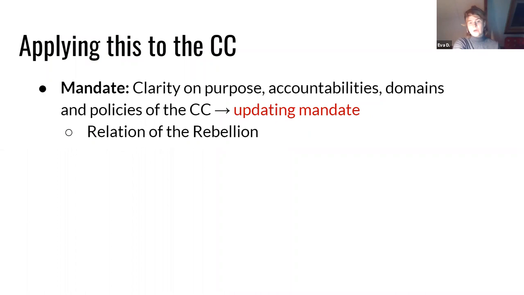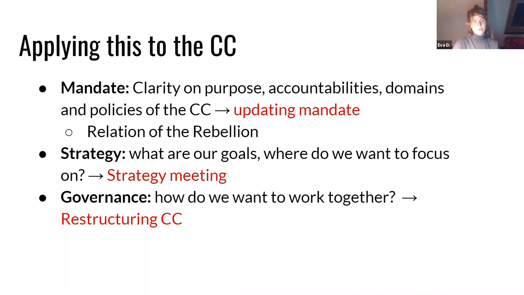Then, very briefly applying this to the CC, a couple of things we also need clarity on are our mandate as a CC. So what is our purpose? What are we actually doing as a CC? What are our accountabilities and domains? I think we made quite a big step now, because we clarified the relation to the rebellion also. One of our accountabilities is making sure that at least two rebellions a year are realized. So that gives us more of a clear mandate. Then also strategy: what is our strategy? What are our goals as a movement, but also as CC? That is also part of self-organizing systems, because with focus and clarity, you can then make clear steps. So that's also why we have so many strategy meetings right now.